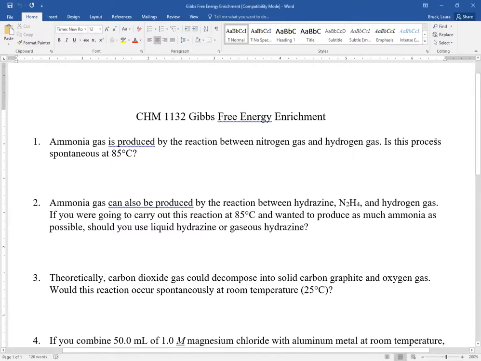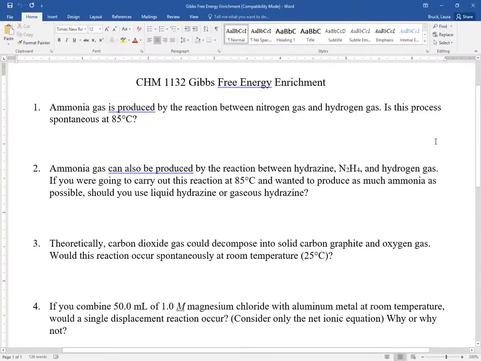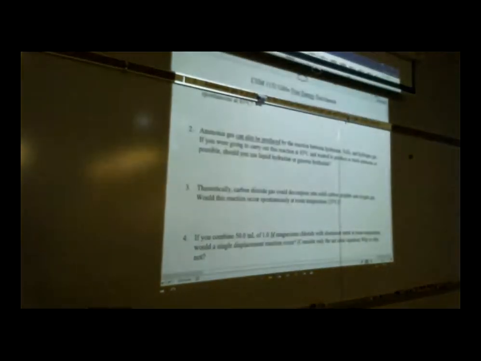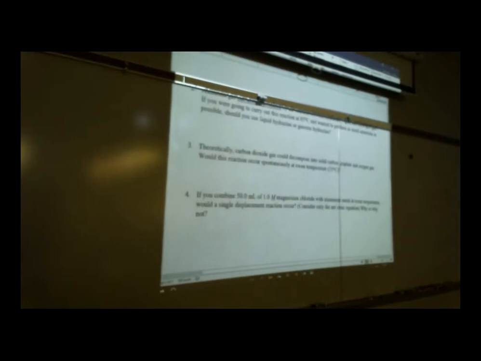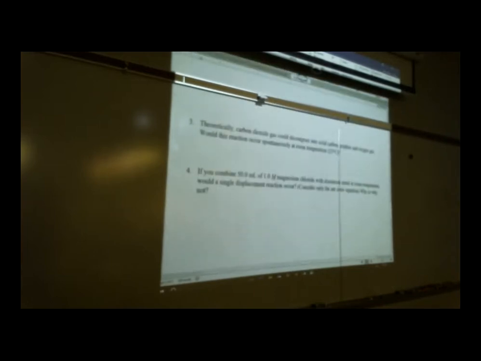Here are problems 1 through 3, and actually there's number 4, so we can fit it all on one screen. So stop the recording, try these for yourself, and then hit resume when you are ready to see the answers. So now we're going to go over each one of these here in class so that everybody is walking out with the correct answers.